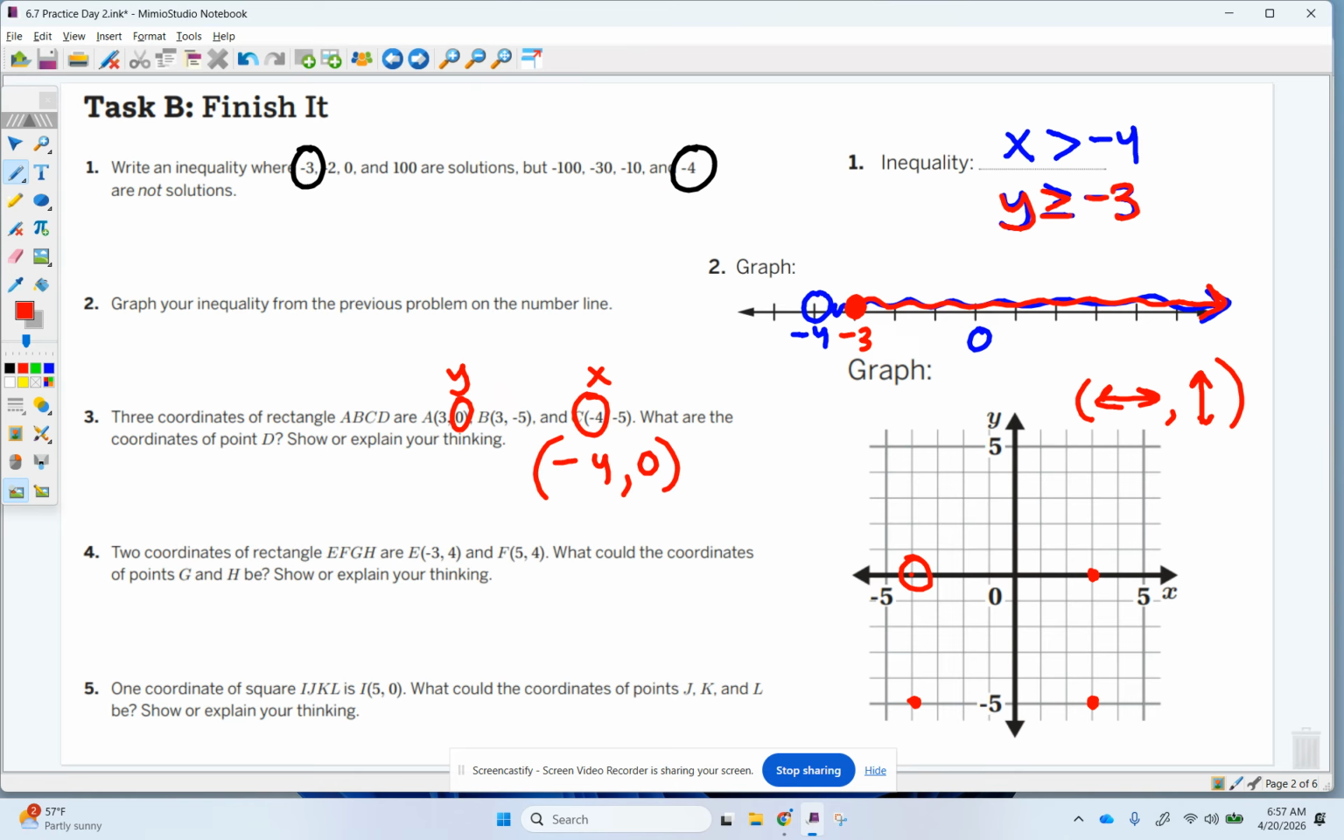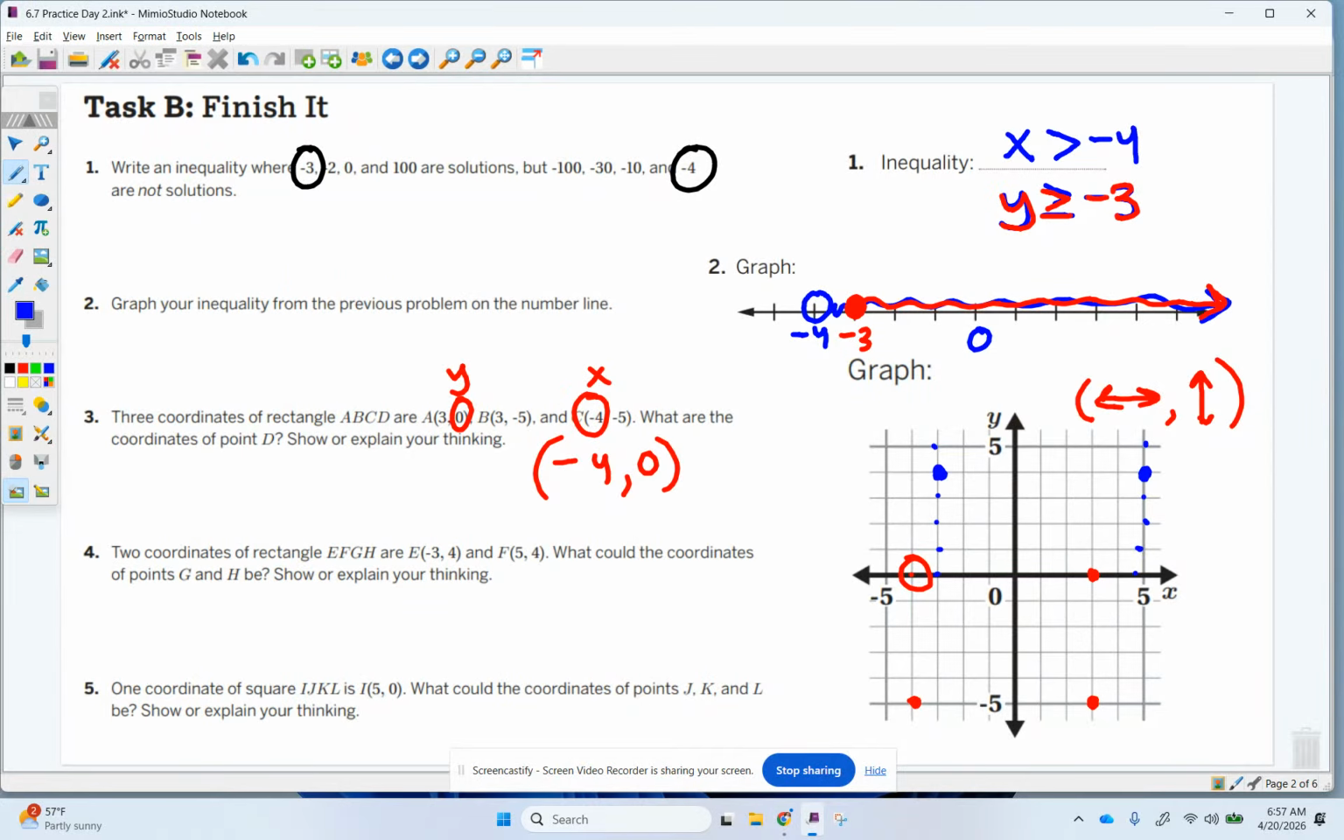Then a totally different graph. It says E is at -3, 4. So -3, 4 is right there. And 5, 4. And then I've got to draw a rectangle. Well, as long as this one's there and this one's there, I'm going to get rectangles. I could also go here and here. That's a rectangle there and there, there and there, there and there.